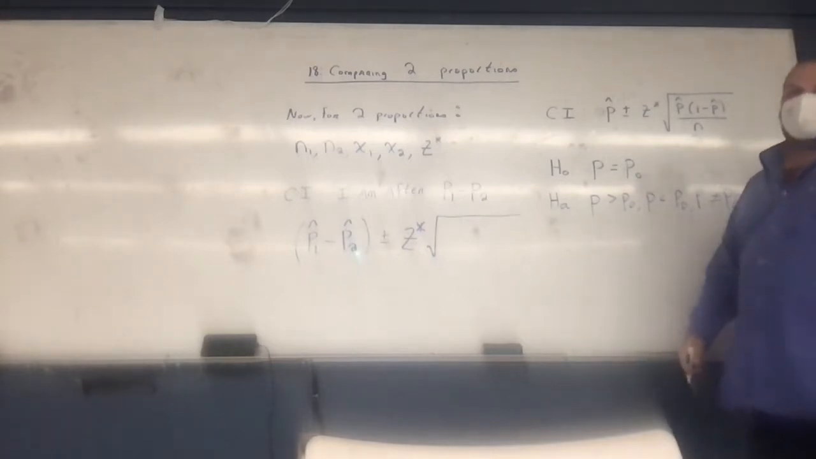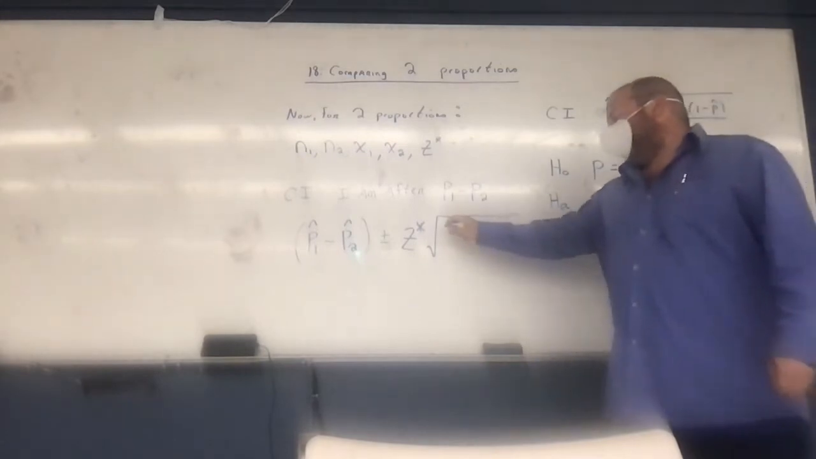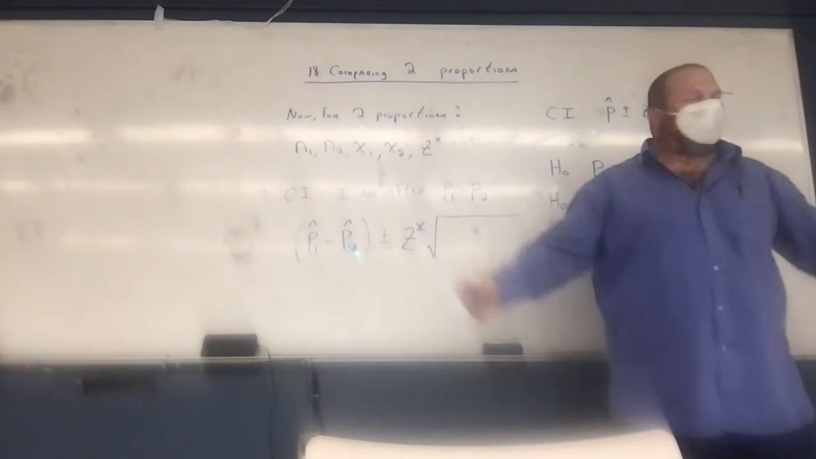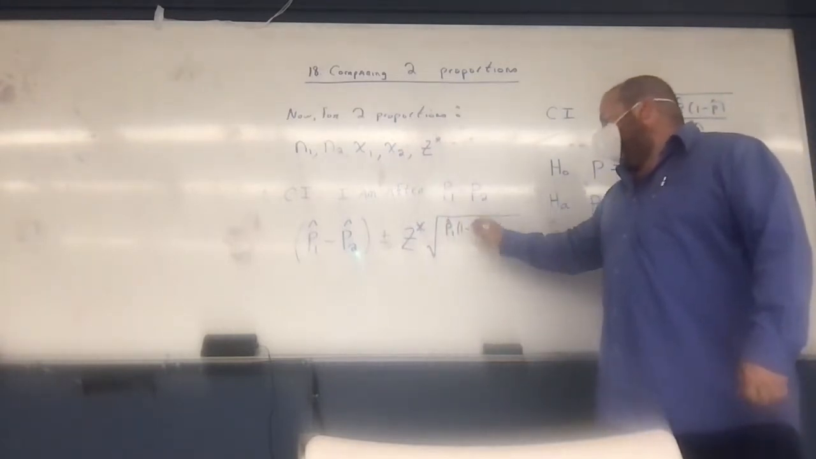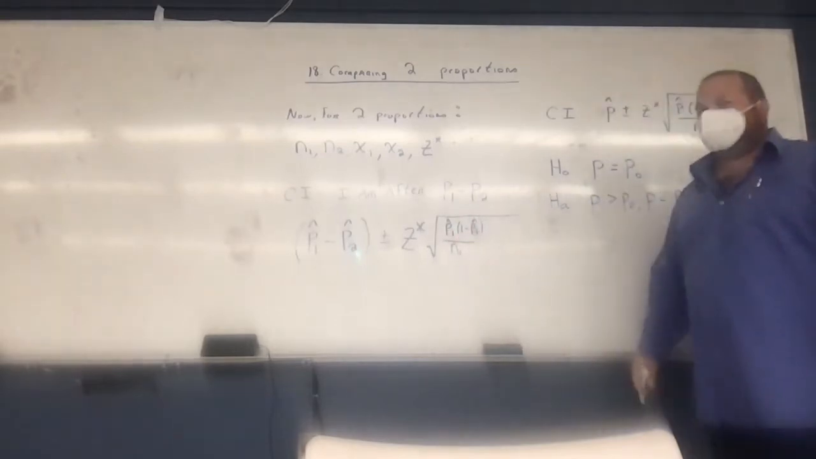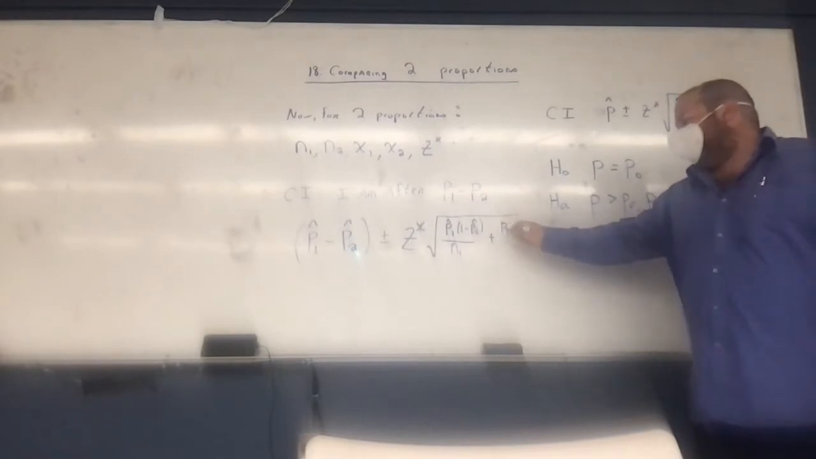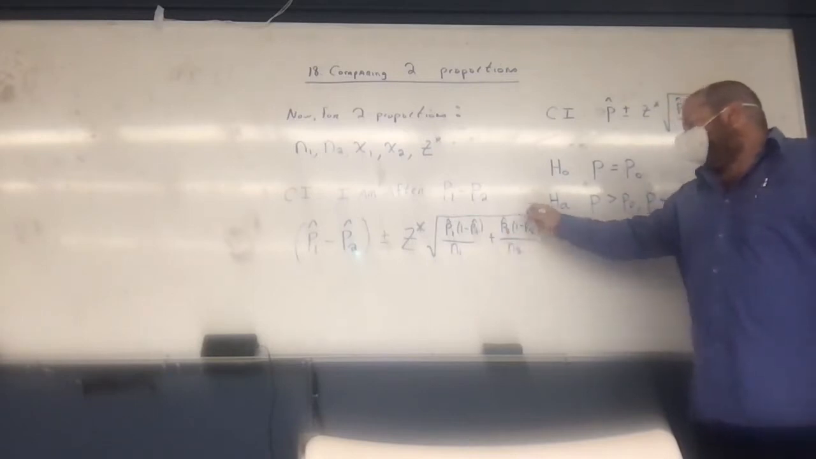It's the square root of. Sorry, I can't stop being mean, no matter how hard I try. Okay, P1 hat, 1 minus P1 hat over N1 plus P2 hat, 1 minus P2 hat over N2.